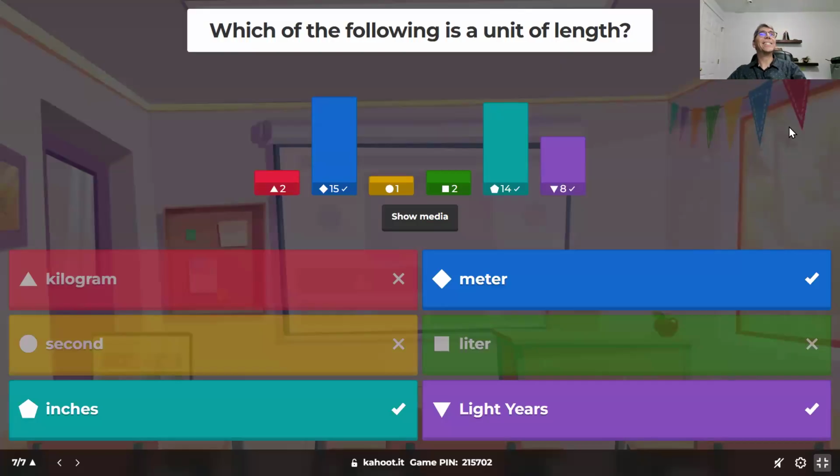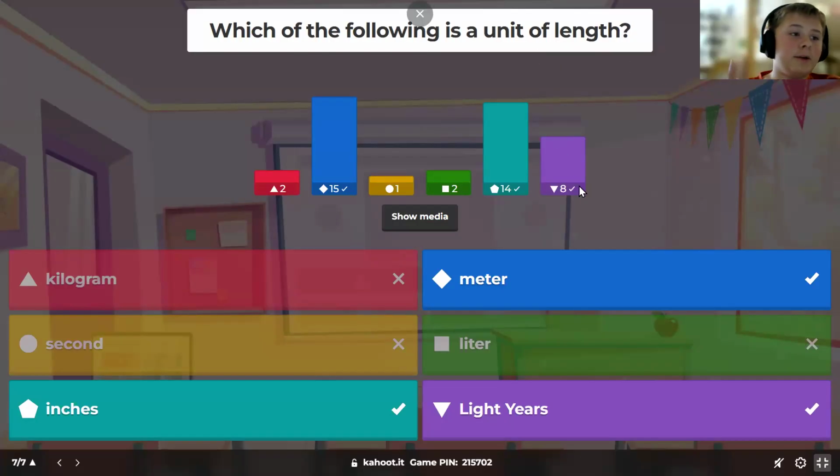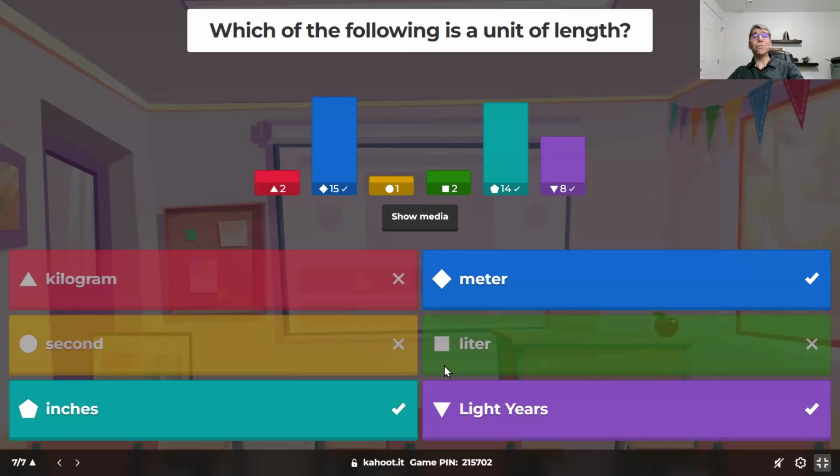Kyron? Light years is a unit of length because it is not talking about a time. Well, technically it is, but it is talking about the distance that light travels in a year, not the time the light takes to travel. So the distance light travels in a year. Yes, so it's a huge astronomical distance. Okay, so good deal.